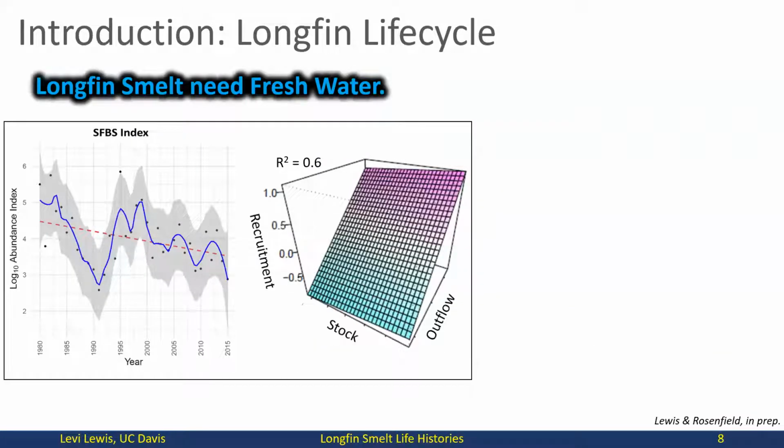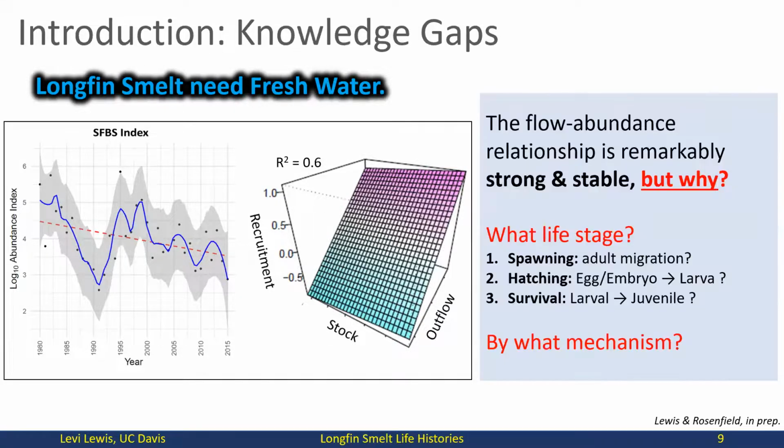And it's really clear based on this strong outflow relationship that Longfin Smelt need fresh water. They are semi-anadromous, at least part of the population is semi-anadromous. This is just a really simple model looking at the long-term trend in the red dashed line on the left, and then modeling the variance around that trend as a function of the stock, so H2 fish, and then outflow. And basically, outflow could be used to explain the majority of the variance around that line. So freshwater outflow has a huge effect. But we still don't really understand why. And we don't really know what life stages it's acting on, and we don't know the mechanisms.